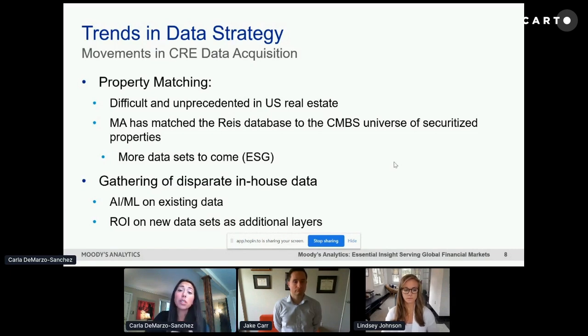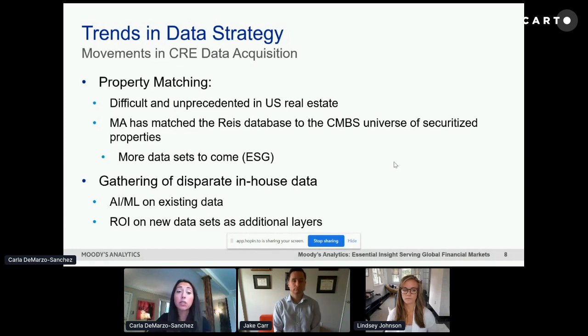So what Reis and Moody's has done is taken the Reis database and started matching it and finished matching it to the CMBS universe of securitized properties. Slowly but surely, what we're able to do is show you not only property observations, but then also the debt on these properties.